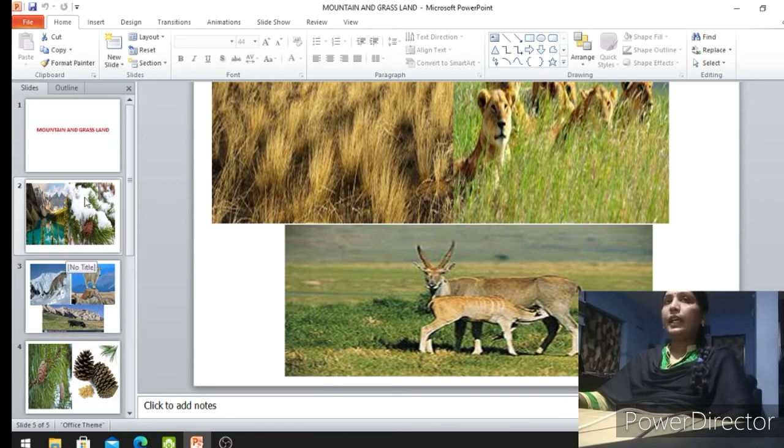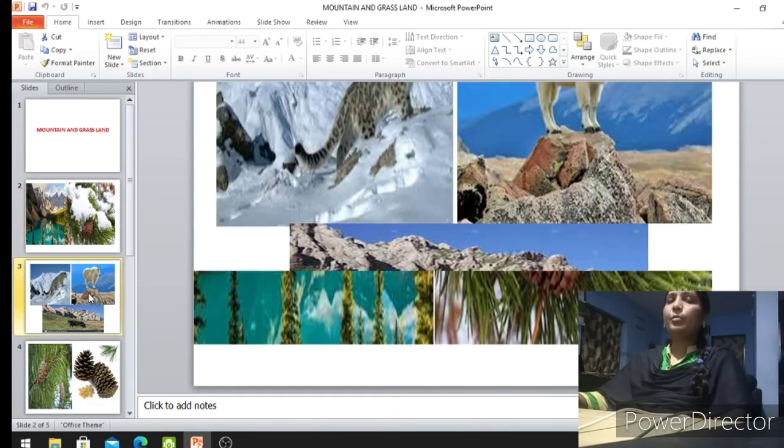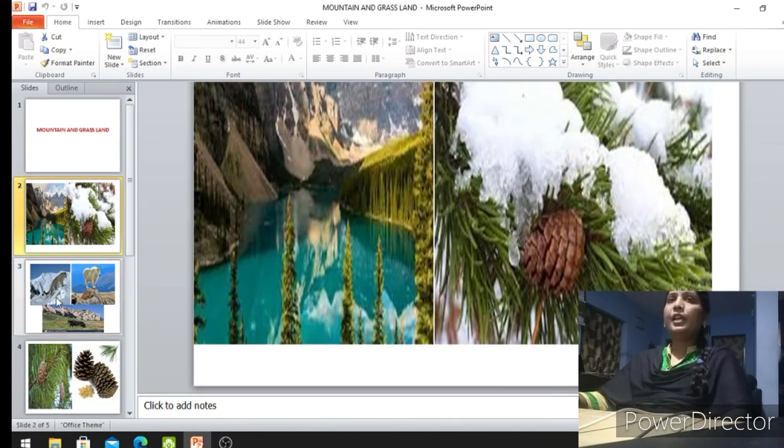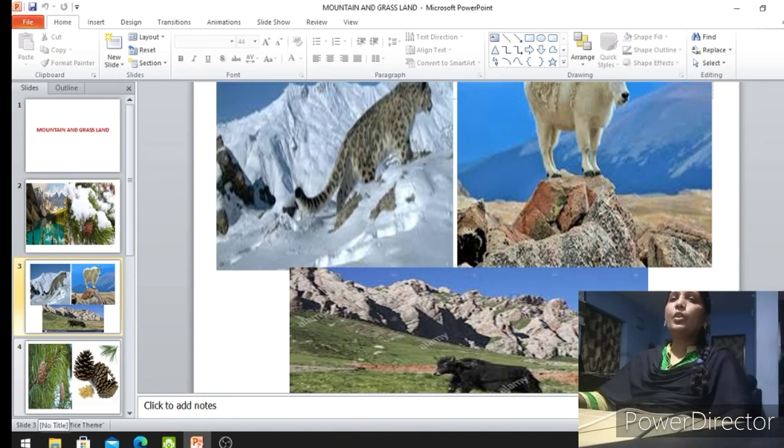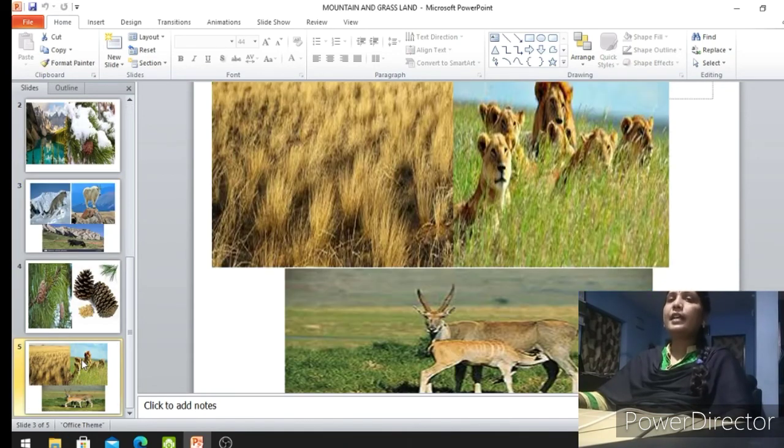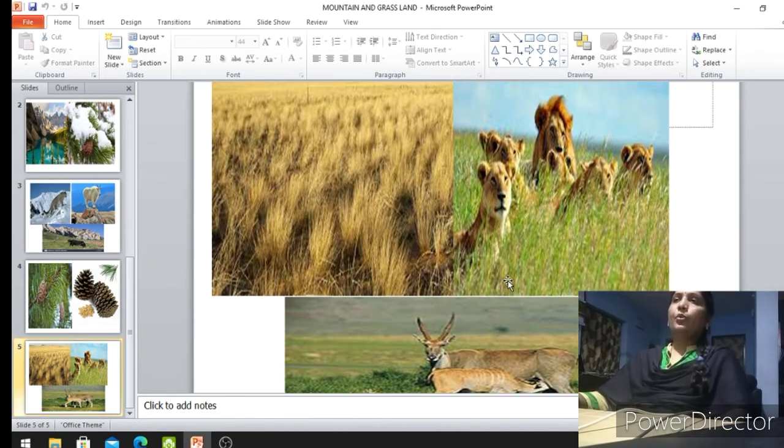Now, in today's class, we learned about mountain habitat and the mountain plants and the mountain animals, what type of adaptations the mountain plants are showing and what type of adaptations the mountain animals are showing and how they are able to survive in these regions. You understood very well. And you also learned about the grasslands, grassland habitats, and the type of animals living in grassland areas and how they are adapting themselves and how they are able to live in these areas.